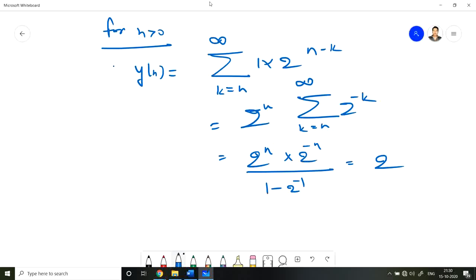What we will get here? For n greater than 0 we have 2. So this is our solution.